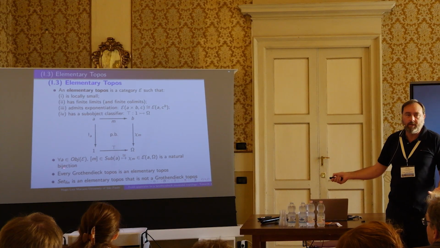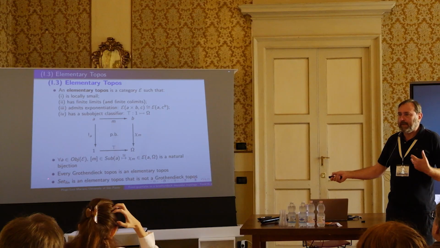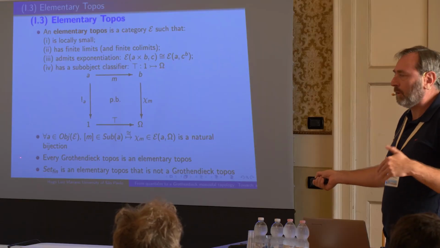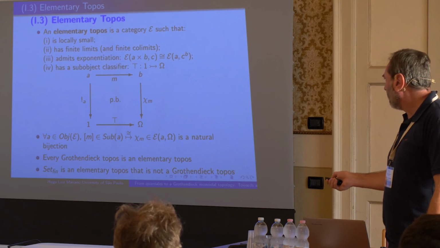And every Grothendieck topos is an elementary topos, but the category of finite sets is an elementary topos that is not a Grothendieck topos, since it is not complete or cocomplete.